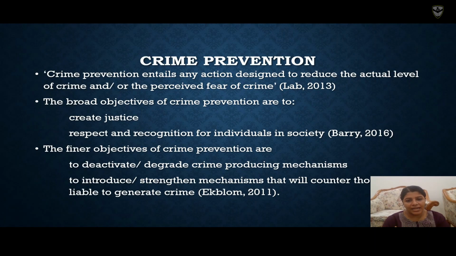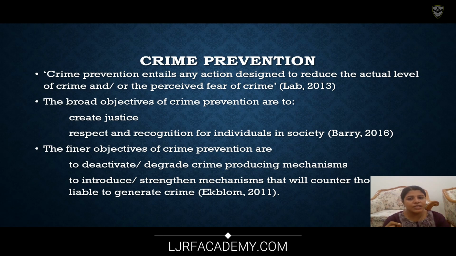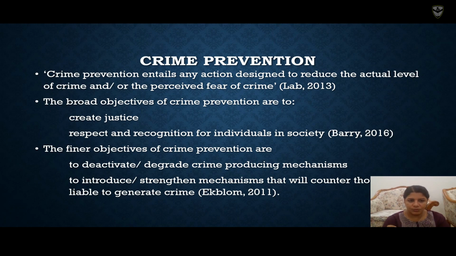So what exactly is crime prevention? Crime prevention is any action designed to reduce the actual level of crime or the perceived fear of crime. The broad objective here is basically to create justice and to respect and recognize the individuals in the society. So the two main broad objectives of crime prevention are, one, create justice, and second, respect and recognition for individuals in the society.